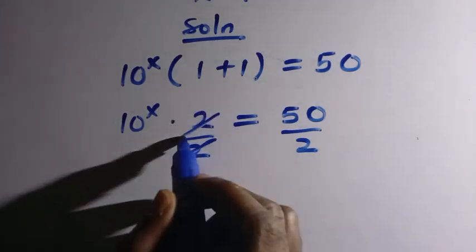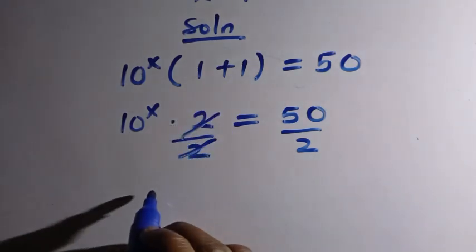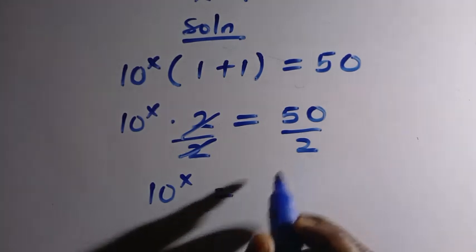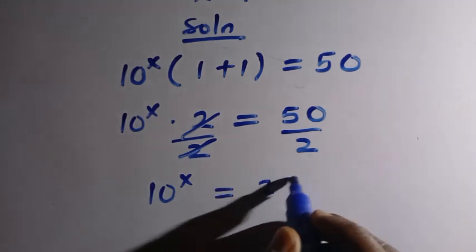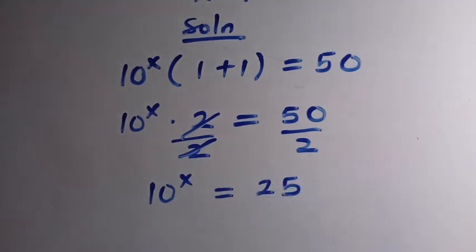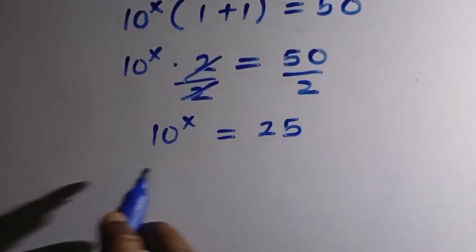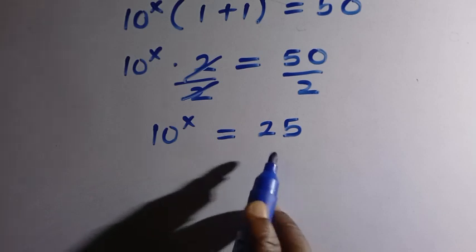By dividing both sides by 2, it reduces this, and we have 10 power x equals, so 2 in 50, that is 25. And from here, we have 10 power x equals 25.